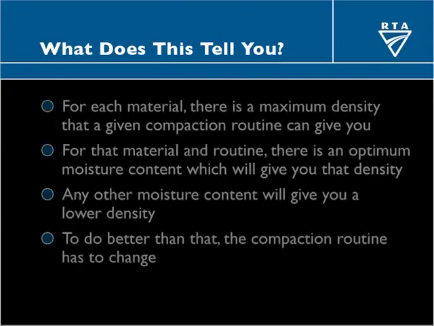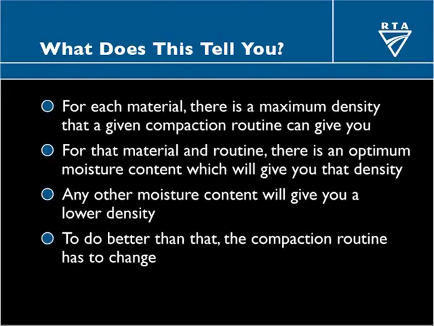Now, what does all this tell you? Firstly, there is a maximum density for any material that a given routine will give you. You won't do better. For that material and routine, there is an optimum moisture content which will give you that density. If you use any other moisture content, you'll get a lower density. To do better than that, the compaction routine has to change.